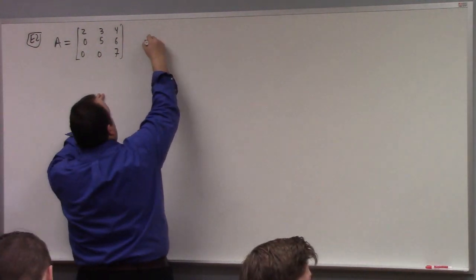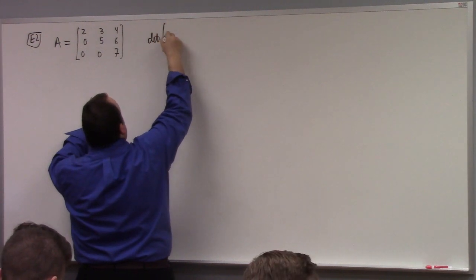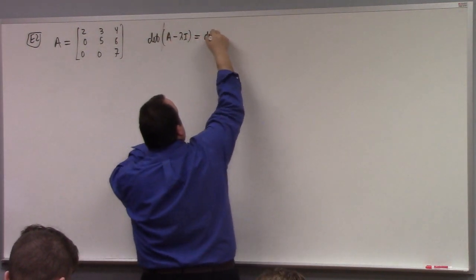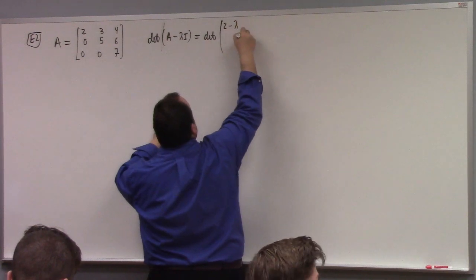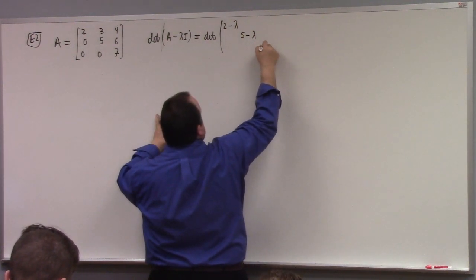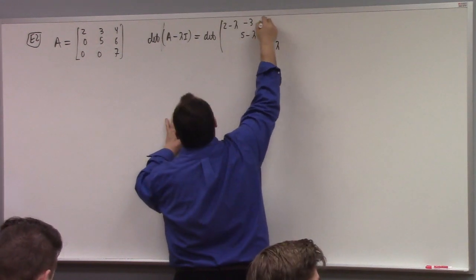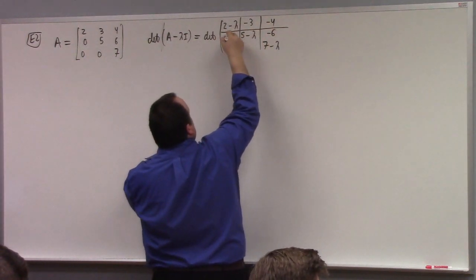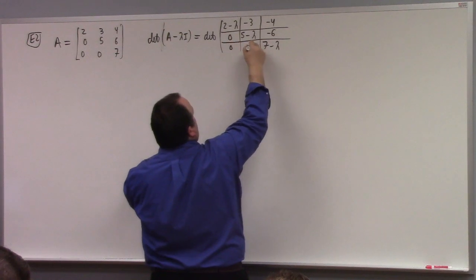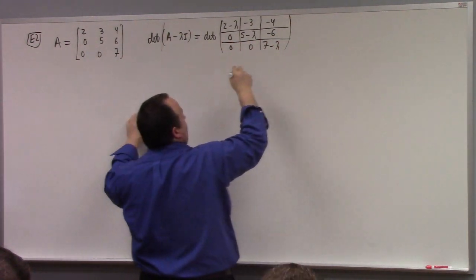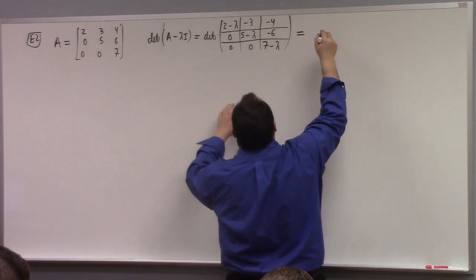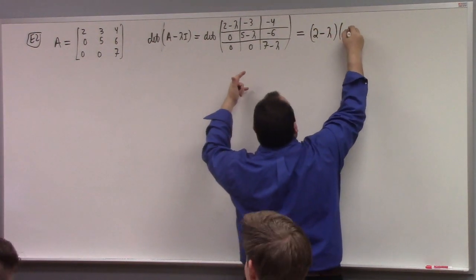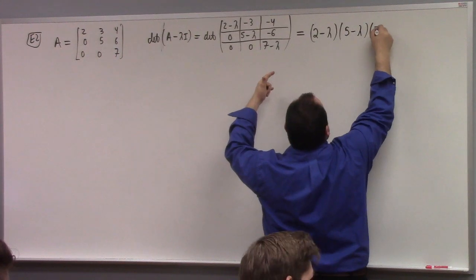So let's find the eigenvalues. The determinant of A minus lambda I is what? 2 minus lambda, 5 minus lambda, 7 minus lambda, and you got your minus 3, and your minus 4, and your minus 6. I'm going to put some dividers in here because the numbers are getting a little bit too cozy. Let's see here. 2 minus lambda, nothing to talk about. 5 minus lambda, 7 minus lambda.